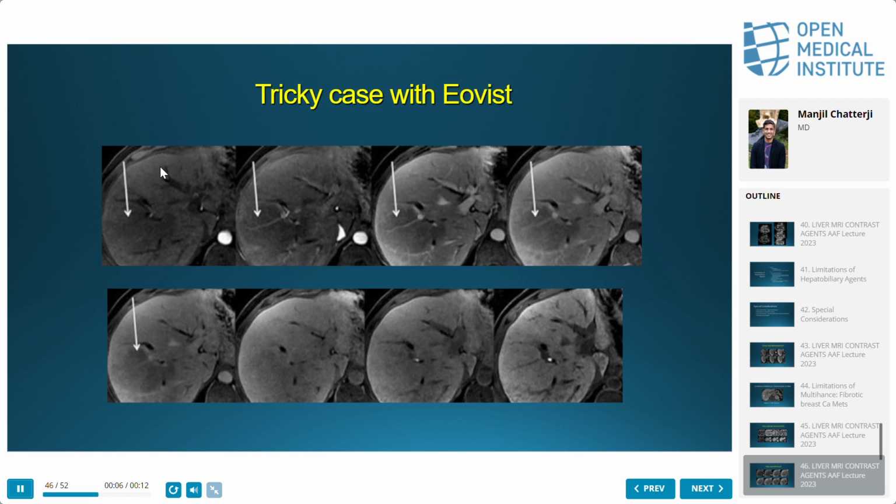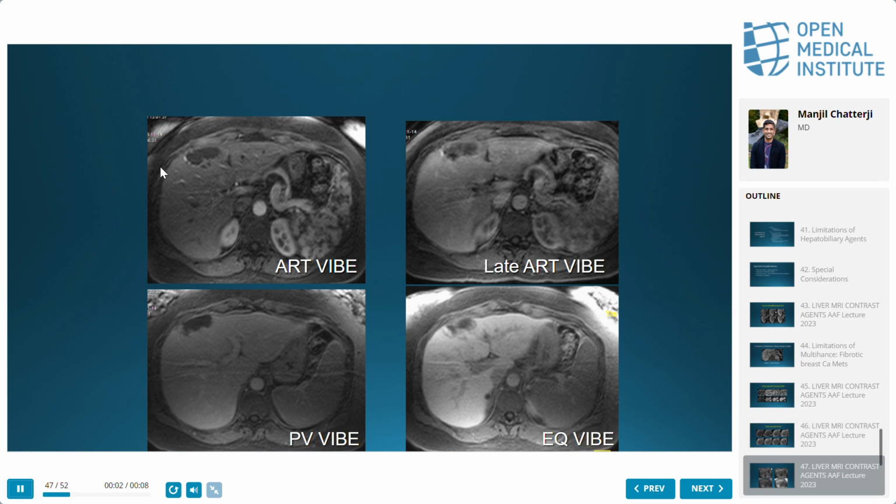Another great example here, is this a mass, is this not a mass? And then at EOVIST you can see here, there's really nothing there and it retains completely, so this is also going to be another one. This is a fibrotic MET as well. You can see there's retention in that classic pattern that we might be expected to see.